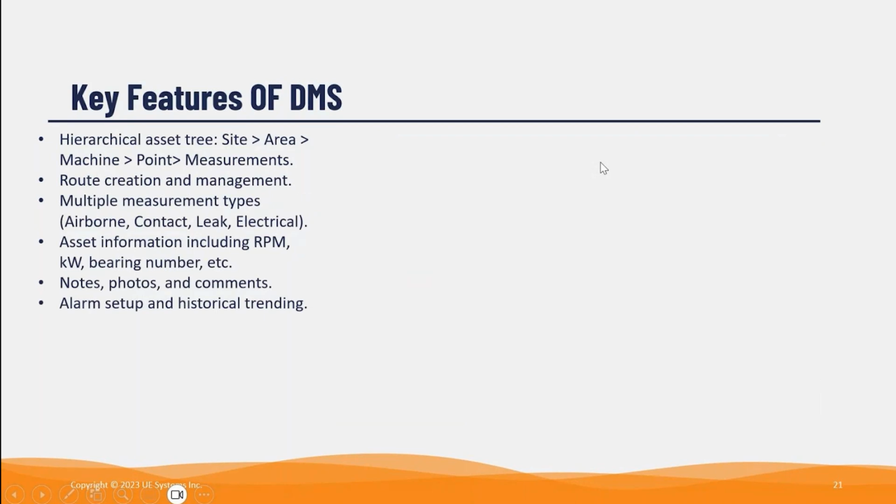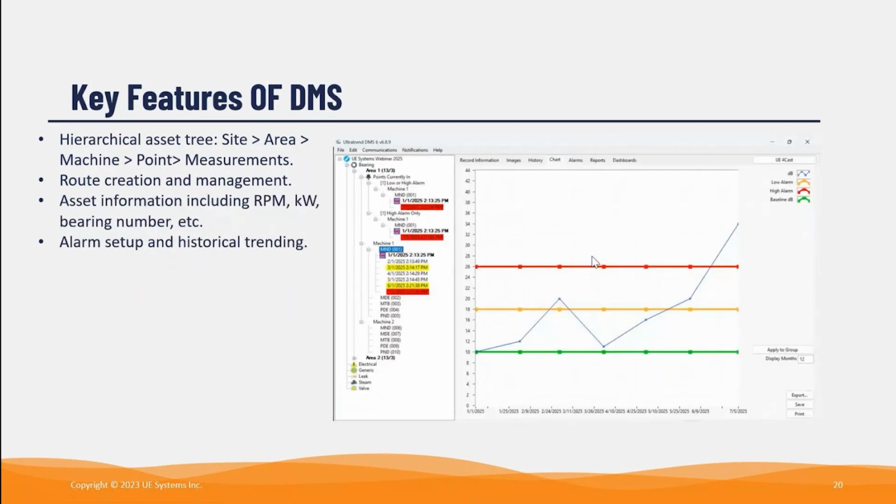The chart on the DMS will show an x-axis and y-axis. The x-axis represents the ultrasound measurements, and the y-axis is the amplitude of this measurement. Here we have the baseline measurement in green, the orange or yellow is the low alarm level, and the red is the high alarm level. In our case, for example, the dB level gradually increased over time and crossed the low alarm limit. A greasing action was performed here, and then the dB value dropped back near to the baseline.